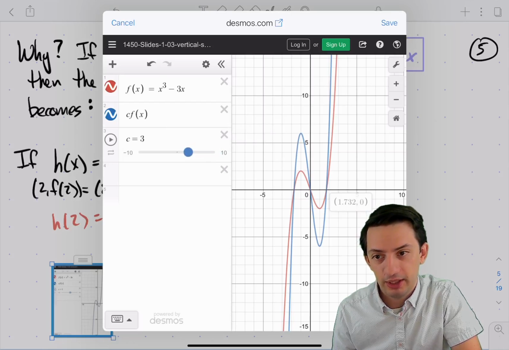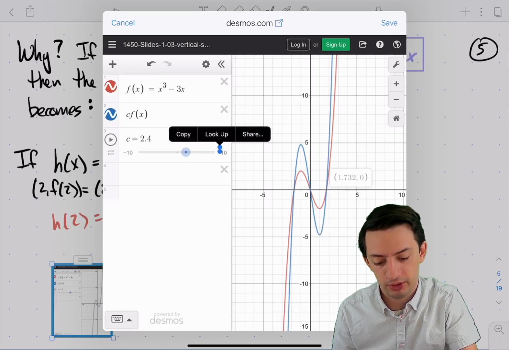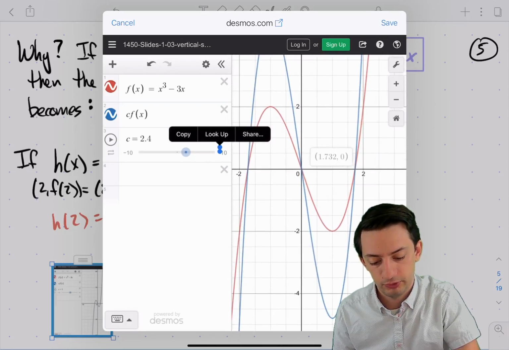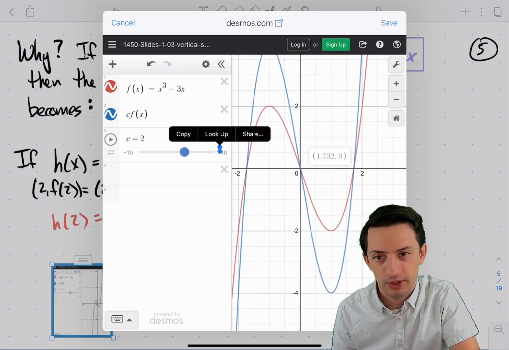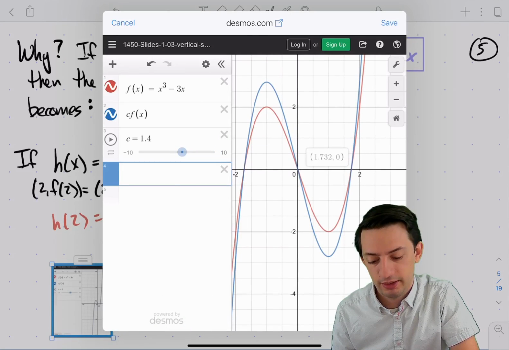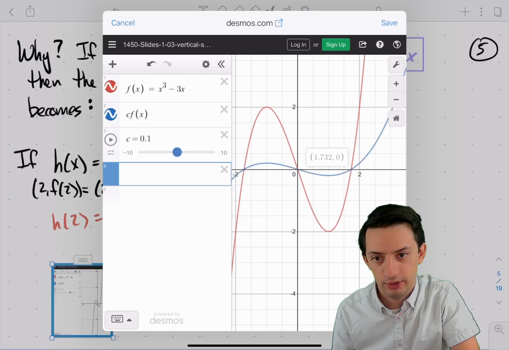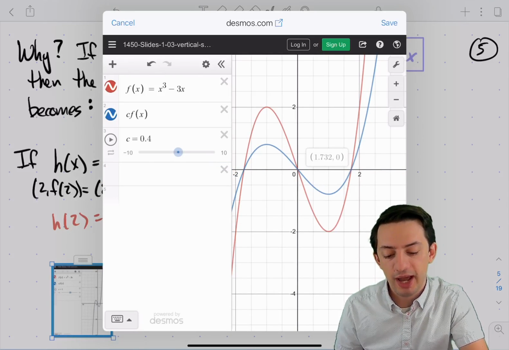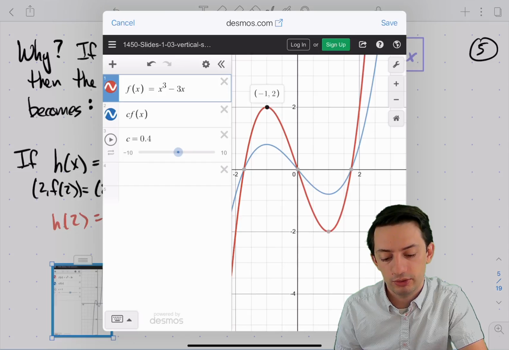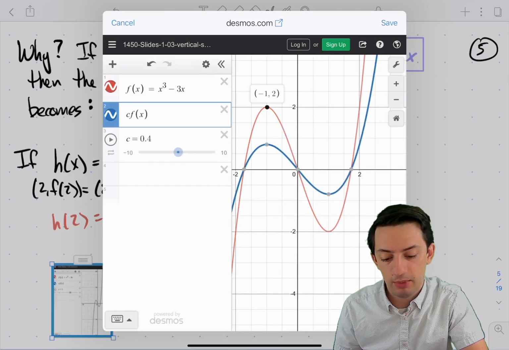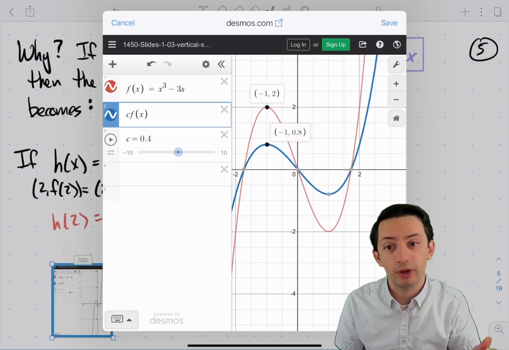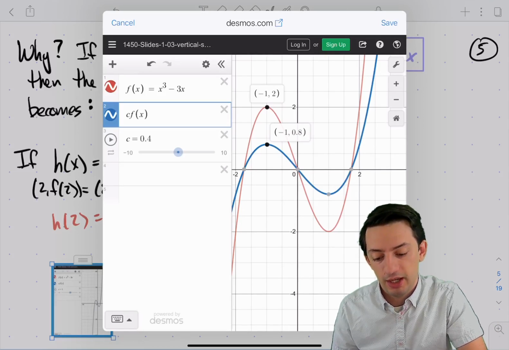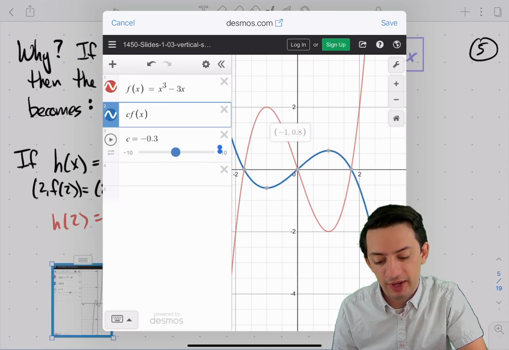Now if I bring c down in between 0 and 1, let me zoom in a little bit here. Remember, red is our original function. If I bring c down, here's 0.4. So now my point at height 2 became a point at height 0.8, and that's because 2 times 0.4 is 0.8.